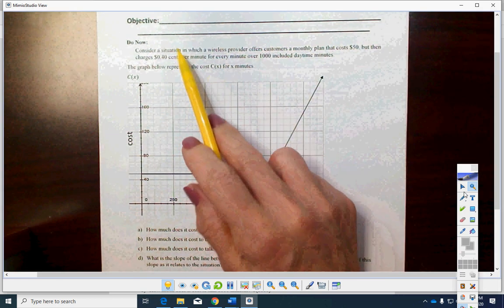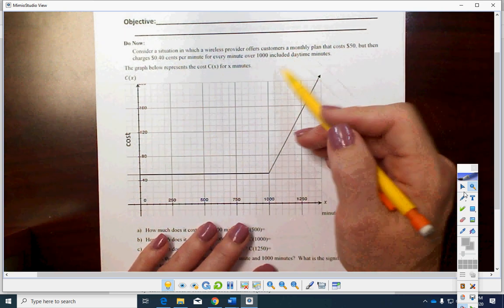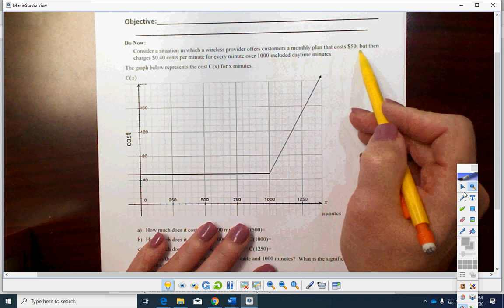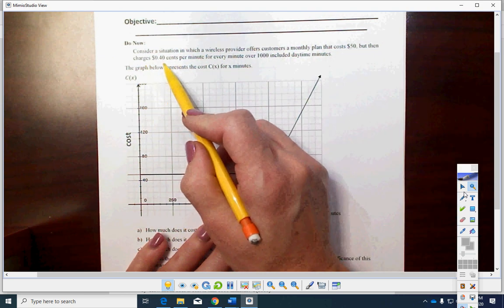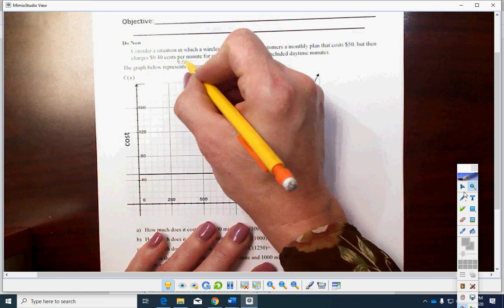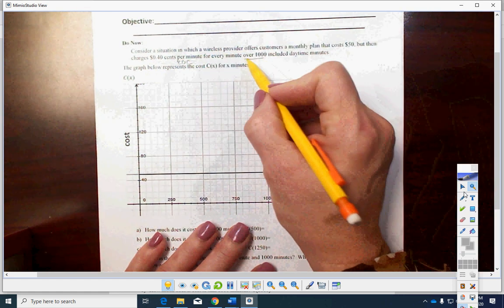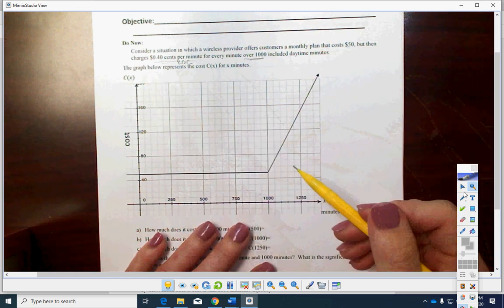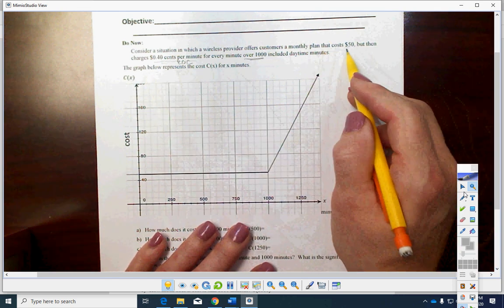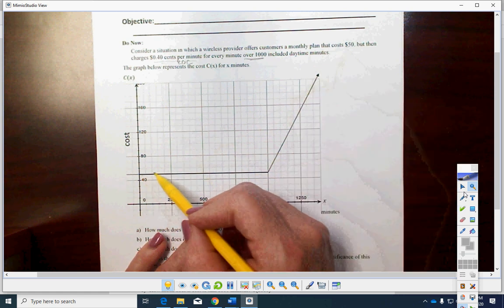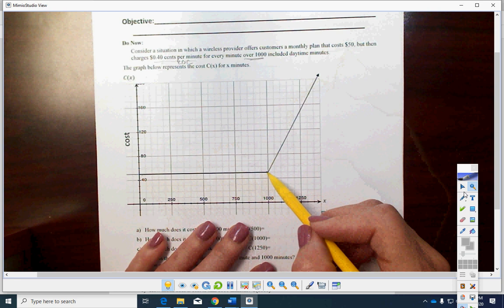So we have a situation in which a wireless provider offers customers a monthly plan that costs $50, but then charges 40 cents per minute, so it's like a rate of change, for every minute over 1,000. And the graph below shows this. So it makes sense that if you pay just $50, it's just a horizontal line. For all these minutes, it's $50.